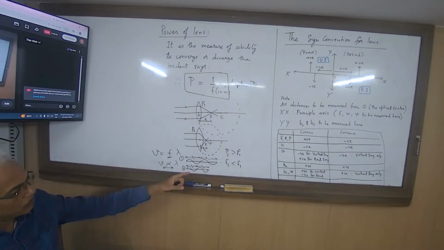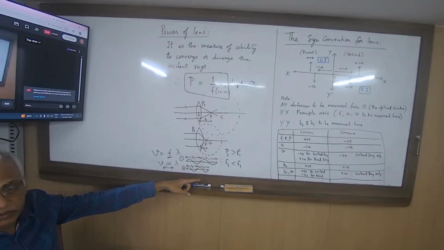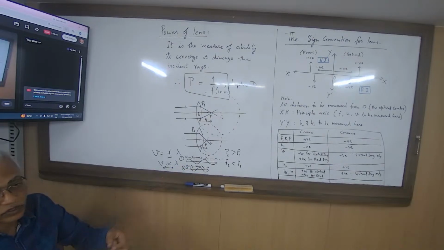So in the same time, the frequency remains the same, 2 cycles per second. Here also 2 cycles per second, but the distance now traveled is smaller. Okay, so the wavelength now reduces.